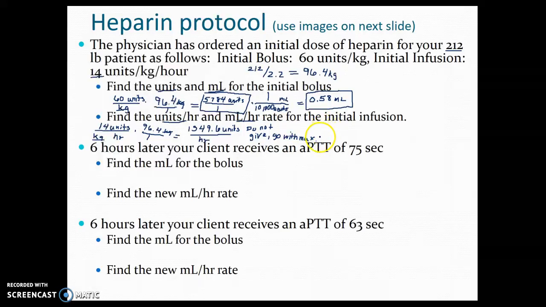So instead of going with the 1,349, I'm going to restart my problem with 1,000, that was the maximum, units, that was not per kilogram, that was just units per hour. So this is how many units per hour I'm going to give my patient, and then I do have to convert that over. We had just looked at our med. Our med had a reduced fraction where it was 50 units to a milliliter.